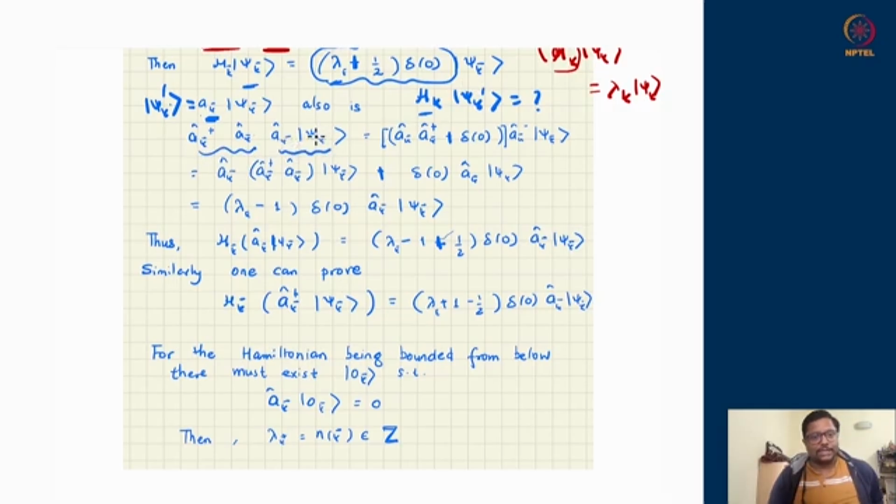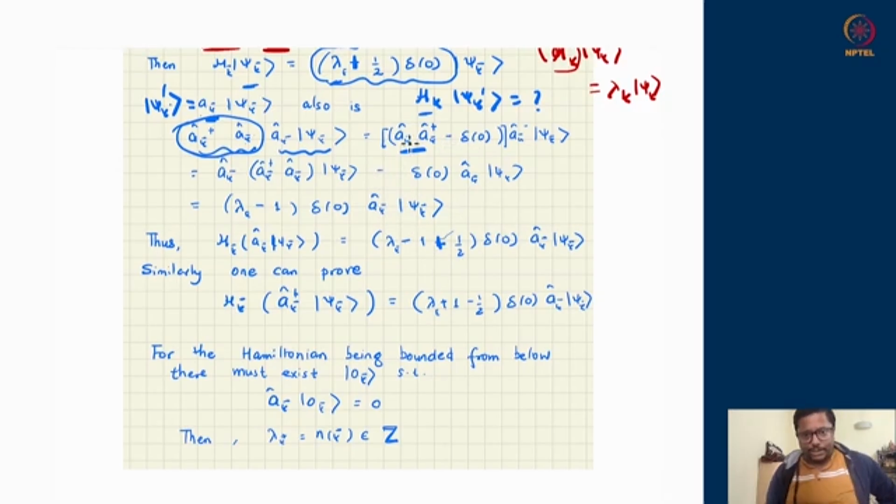Psi_k primed is a_k times psi_k. So there I can play the game that I would now have this a_k dagger a_k appearing. I can flip it using the commutator, as we had done in the past, as delta_0 a_k a_k dagger. Okay, so that is what I will get. In a hurry I had changed the sign here as well. Here it should not change, only in the last step it should have changed.